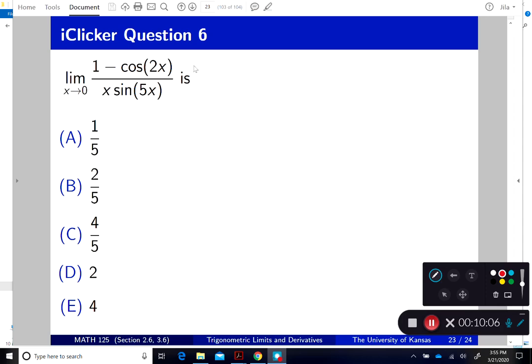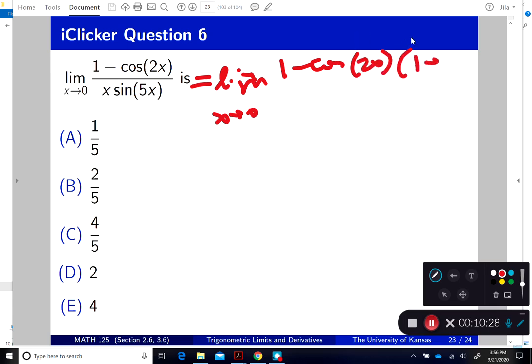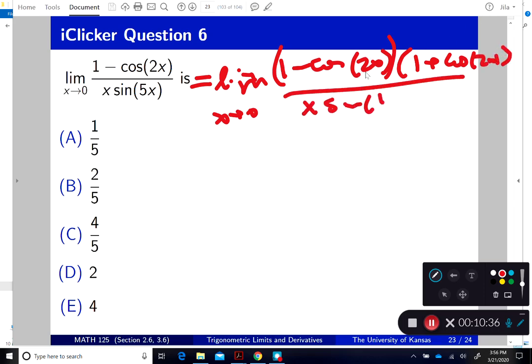The limit of sine of u over u as u approaches 0 is going to be 1. And so how do I do this? Let's say this is equal to the limit as x approaches 0 of (1 minus cosine of 2x) times (1 plus cosine of 2x), divided by x sine of 5x times (1 plus cosine of 2x).